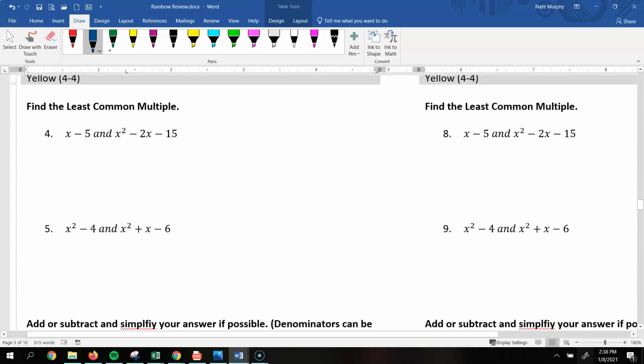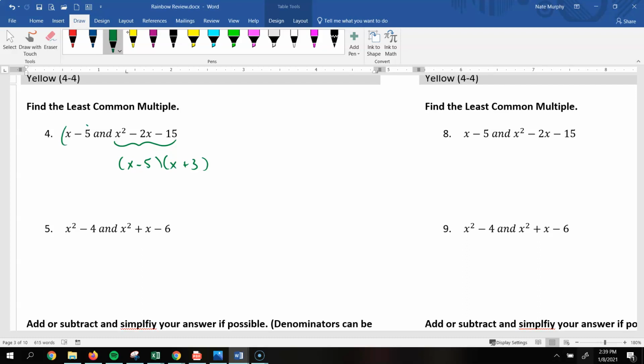Let's look at the back side. So for this one, we're going to look at number 4 on the back, or for some of you guys it might have been number 1. We're going to look for the least common multiple. So the first thing I have to do is make sure everything's in factored form. So this one, I want to factor that down to be x, because we're trying to find two numbers that multiply together to be negative 15, that add together to be negative 2. So it'll be a negative 5 and a positive 3.